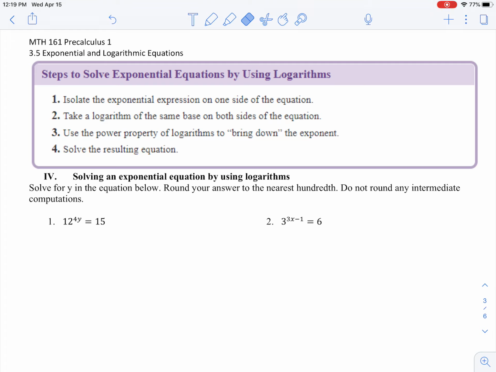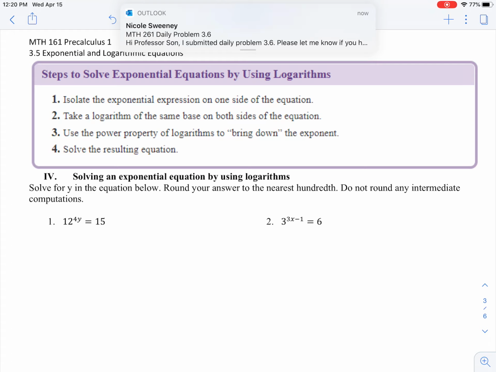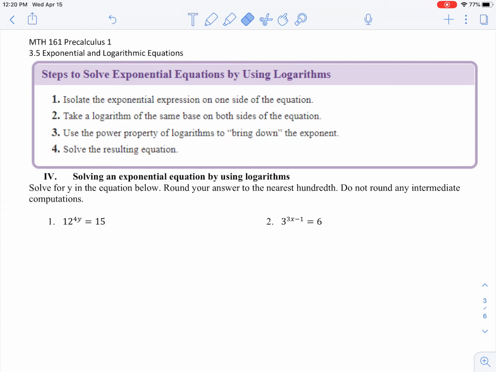Number 1, isolate the exponential expression on one side of the equation. Number 2, take a logarithm of the same base on both sides of the equation. Usually, we will take natural log of both sides. You can take common log of both sides too, but I tend to just take natural log. Number 3, use the power property of logarithms to bring down any exponents. And number 4, solve the resulting equation. It's easier than it sounds, so let's get started.